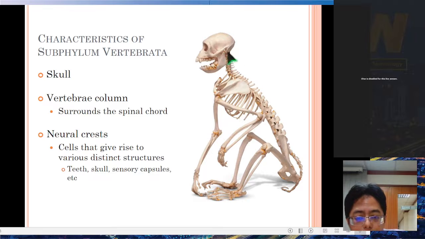Vertebral column, which is these vertebrae, the backbone that surrounds the spinal cord, and the neural crest. Neural crest will be the cells that give rise to various distinct structures. So neural crest usually is found near the head, and that neural crest will be the cells that form your jaw, your teeth, your skull, your sensory capsules, and others. Okay, so that's why you have a face, because of the neural crest.